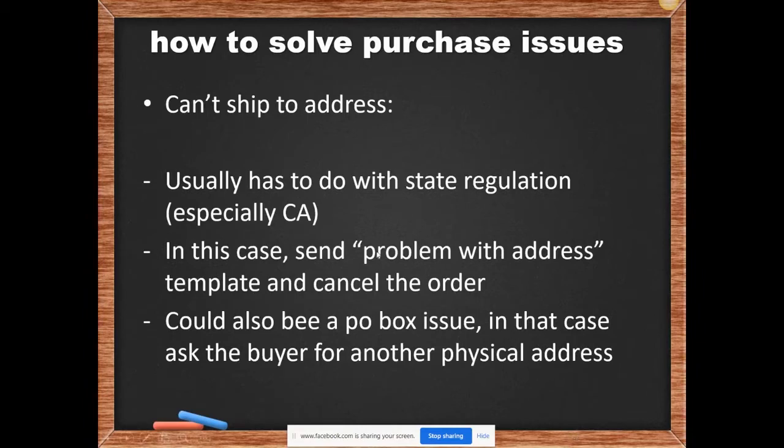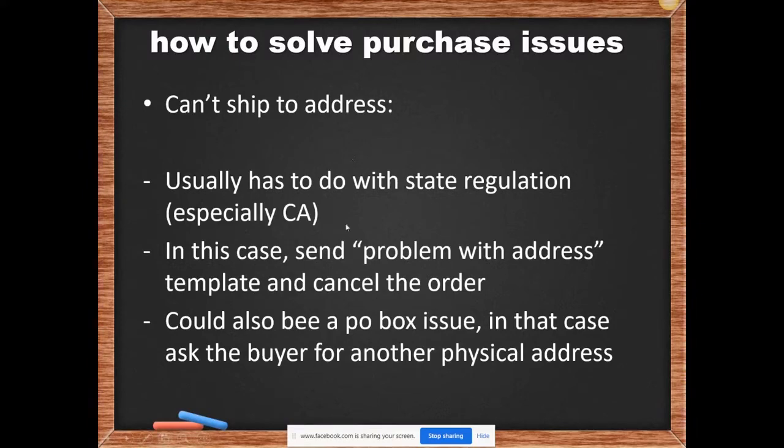It's a template that basically says, thank you for purchasing our product. Unfortunately, due to state regulation, we can't ship the item to your address. I'm sorry, but I had to cancel the order. Please wait a couple of days for the refund to show in your PayPal address. Thank you, and that's it. You don't have to ask for permission here. When you cancel the order, you can just go ahead and choose the option of problem with address.